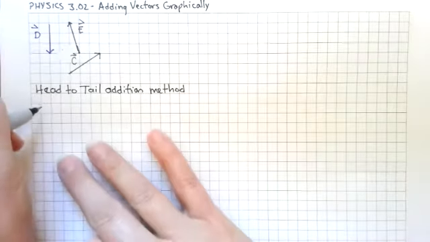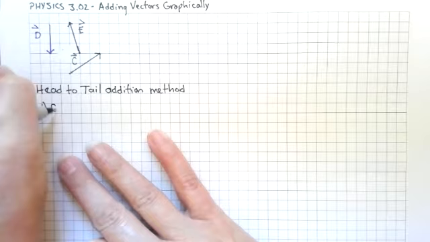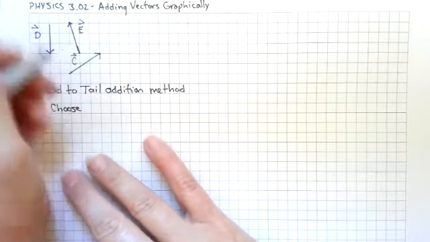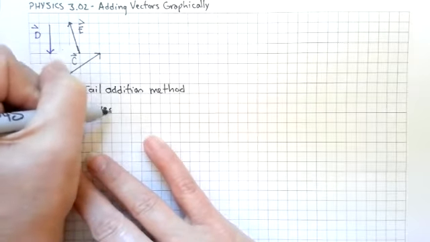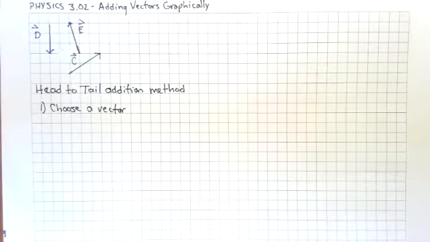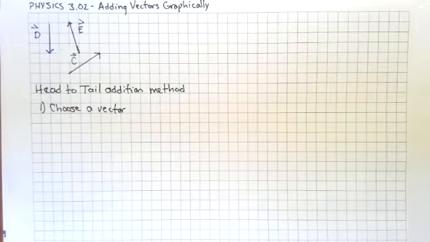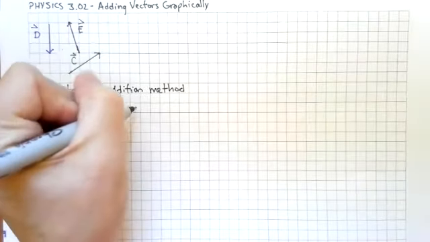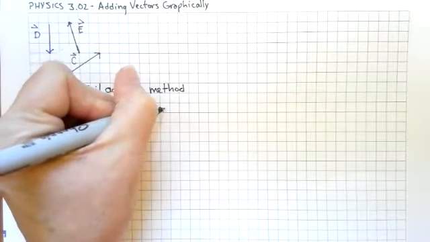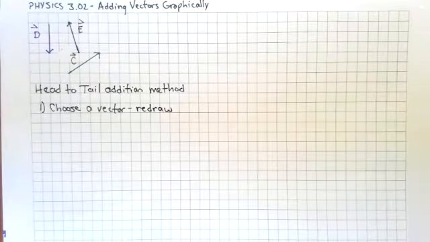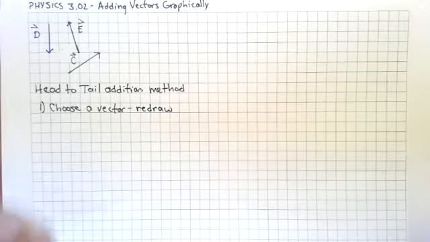So the first thing you want to do is choose a vector, and it doesn't matter which one, and I'll prove that to you later when we try adding it a different way. We're going to choose a vector and redraw it. We're just going to say blocks. Our unit is blocks. But remember, this could be velocity, acceleration, displacement, any vector value.